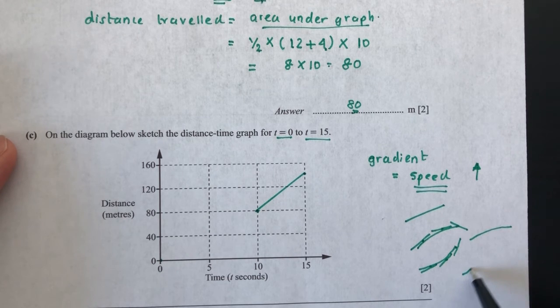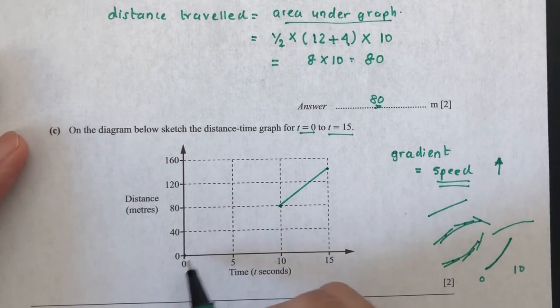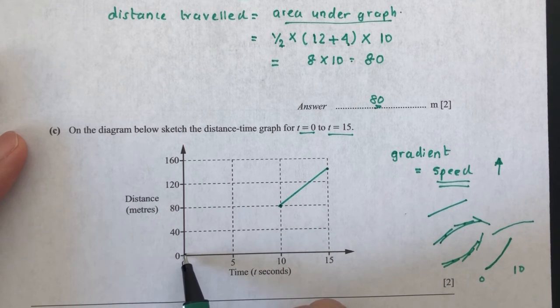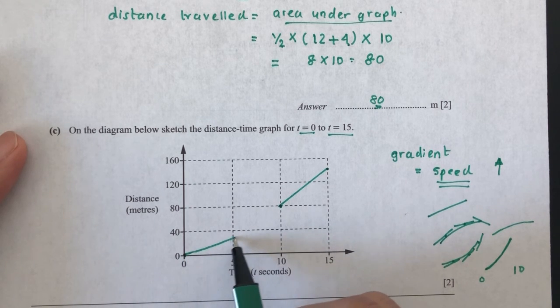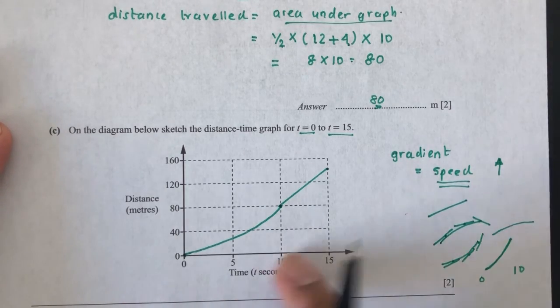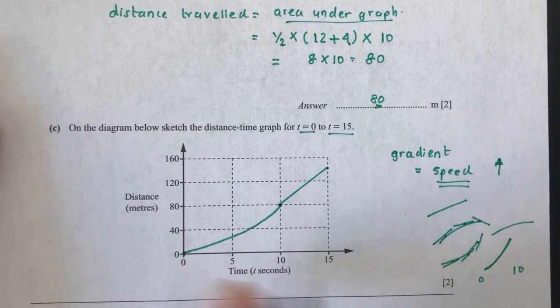So from 0 to 10, it needs to be increasing speed. So on this drawing here, we will have to connect 0 and this point by an increasing gradient. So yeah, here we go. That will be the graph of this car for the journey from 0 to 15.